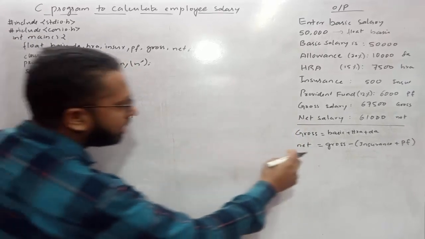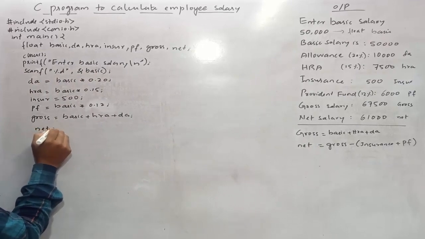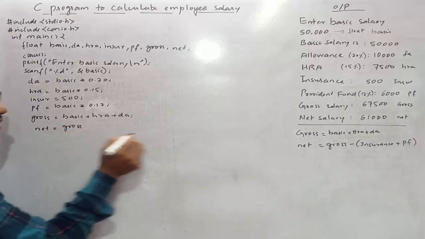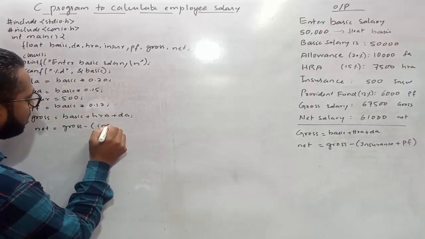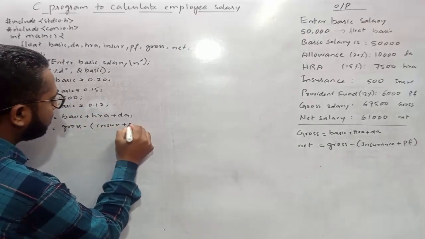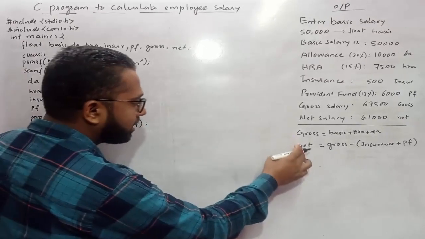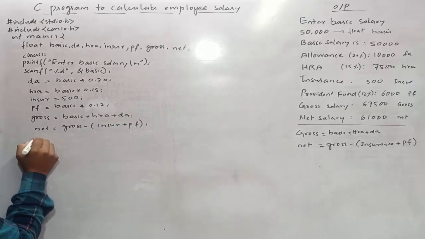Next I need to calculate the net salary. To calculate the net salary, we have the formula here. Net equals gross minus insurance plus PF. We have calculated both gross and net. Now we just need to print both of these.